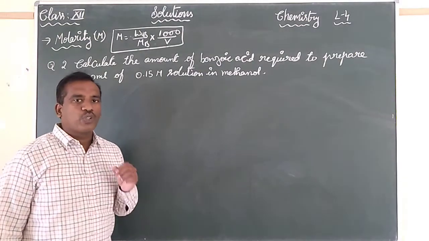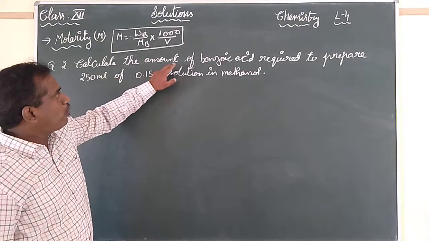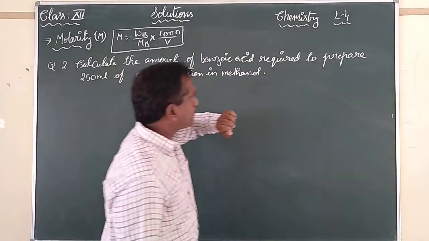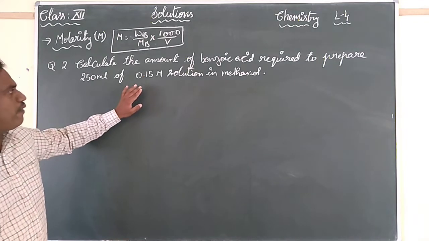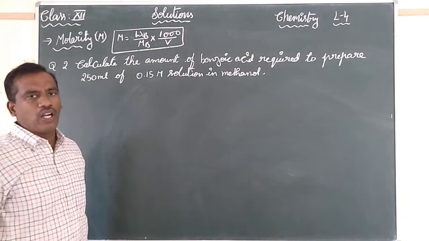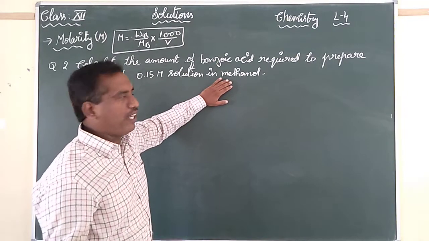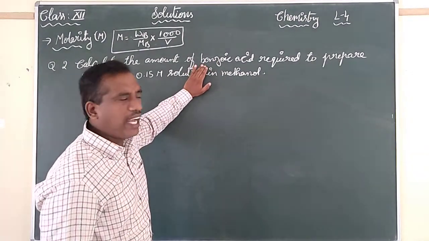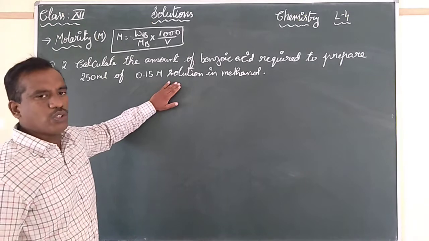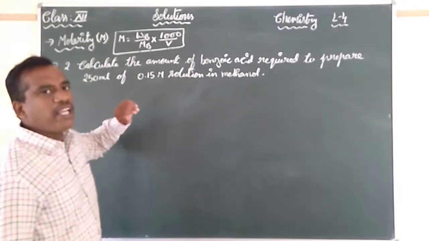Let's read question number 2 that is given. Calculate the amount of benzoic acid required to prepare 250 ml of 0.15 molar solution in methanol. Methanol is the solvent given here. What is the solute here? Benzoic acid. They are combined together to give 250 ml of the solution. Means what are given and what needs to be calculated.